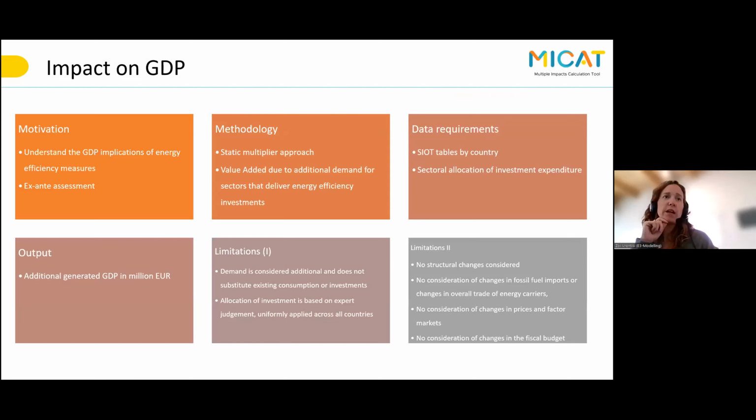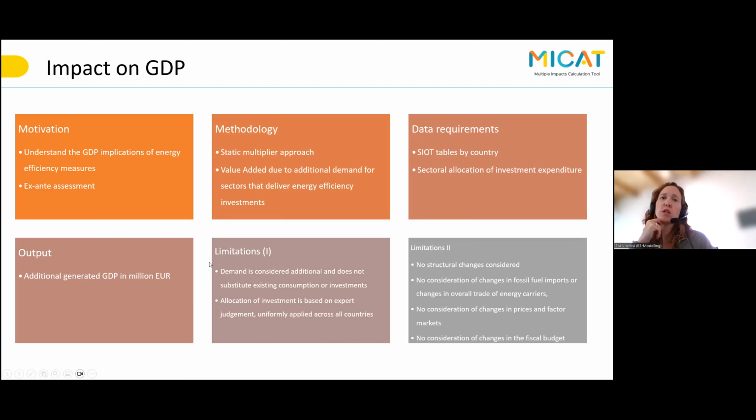So the motivation is indeed to understand the GDP implications of energy efficiency measures, and this is an ex-ante assessment. So we assess what will happen if a specific measure takes place. We follow this static approach in order to assess the value added that is generated due to additional demand for specific sectors that deliver these energy efficiency goods. And for the data requirements, we try to have minimal data requirements again, so that this can be work that can be easily replicated and used by different types of users.